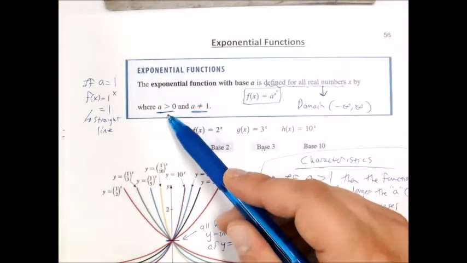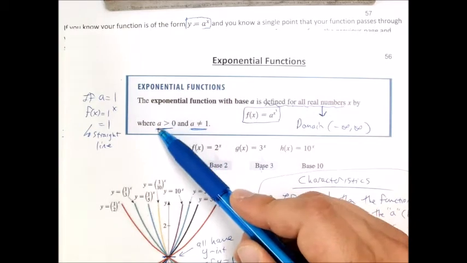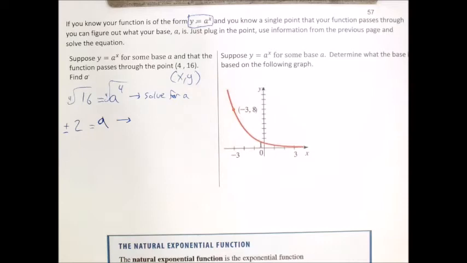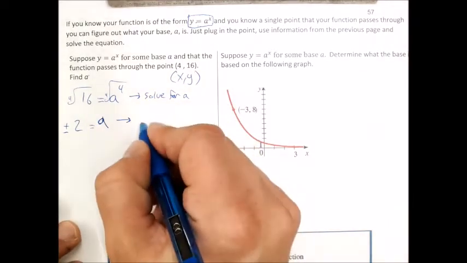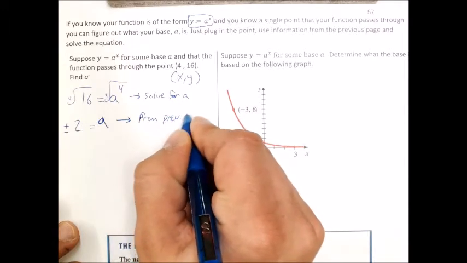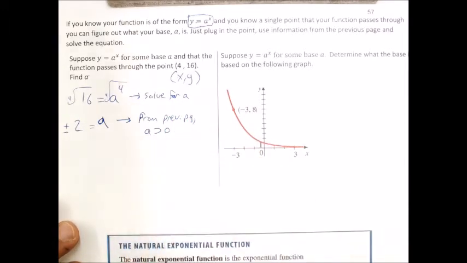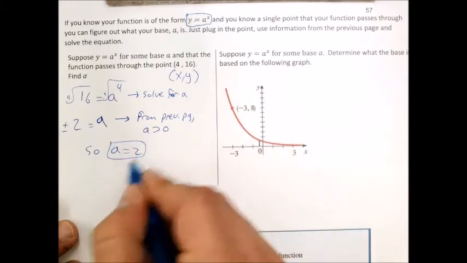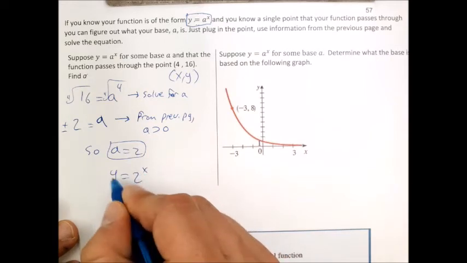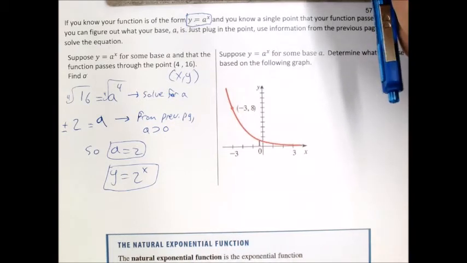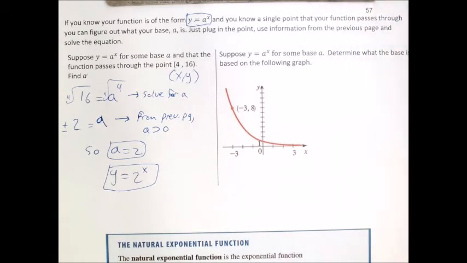Yeah. Good. Remember on this last page we said A has got to be some positive number. We always think about the base as being positive. And so we know that A has to be positive, so from the previous page, A has to be positive, and so we choose the positive one. So A equals positive 2, and our function is y equals 2 to the x. All right, so if we know one point it goes through, we can figure out what the base is. That's one way to do these kind of problems, or one type of problem you might see.